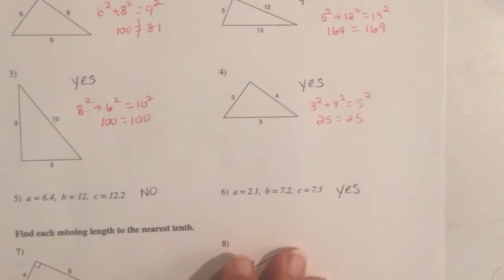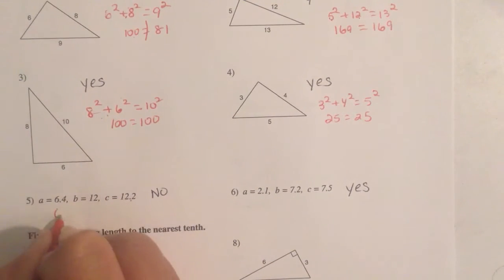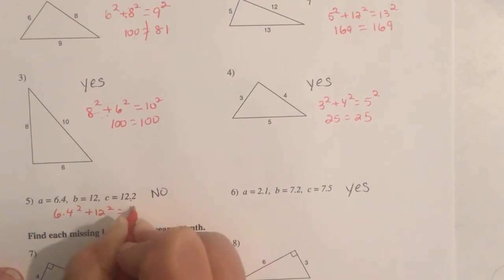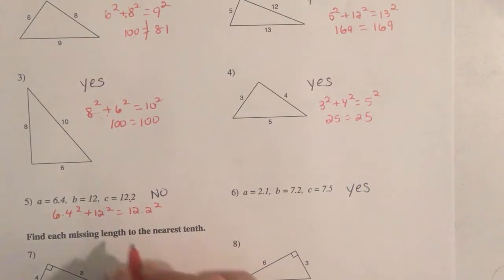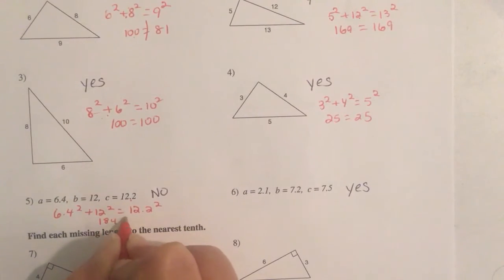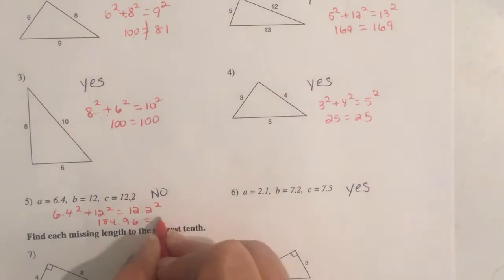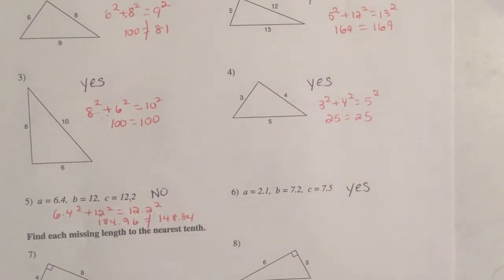The last two don't have pictures. Notice the longest side is the hypotenuse, so you need to check if 6.4 squared added to 12 squared is the same thing as 12.2 squared. So when you add that into your calculator, you will get 184.96. When you check your 12.2 squared, you get 148.84, which are not the same.